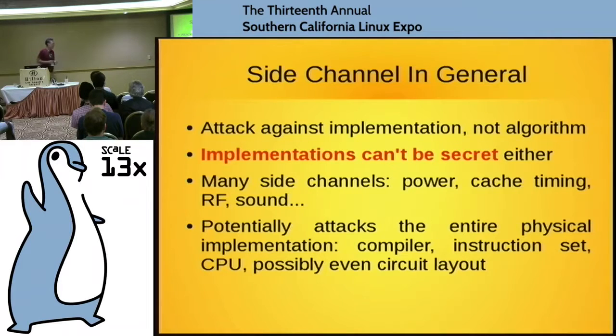So what's the general thing about side channel? It's incredibly tricky because this is not an attack on the algorithm, even if it looks like it. It's an attack on the implementation. And implementations also mean something, so they can't be secret either, just like algorithms, because we can't change them willy-nilly. There are a lot of side channels. So what does side channel mean?